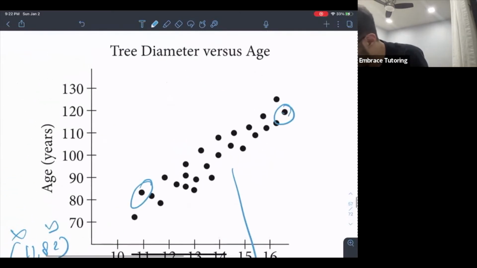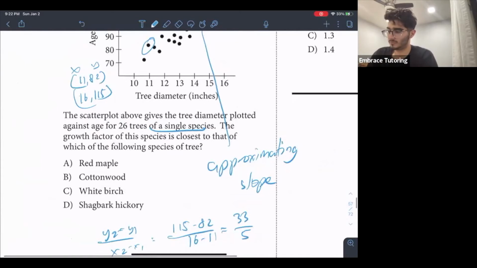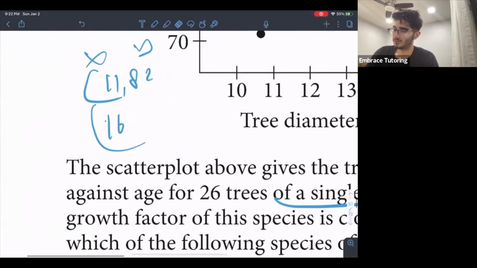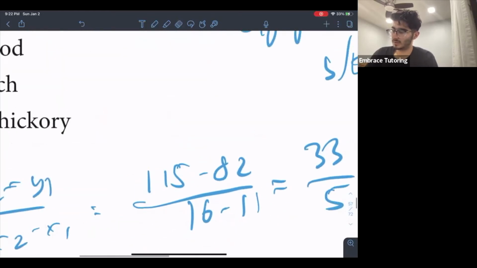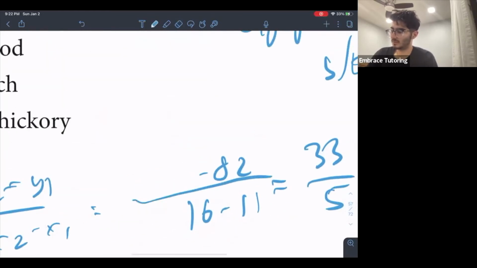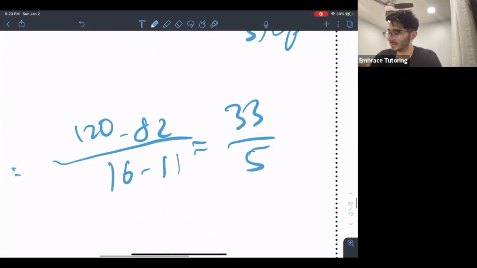Oh wait, no. Oh, it's around 120. It's around 120. Oops, I misread that. That's why you have to make sure you're reading it correctly. 120. So 120 minus 82 gives you 38, divided by 5 to get 7.6.